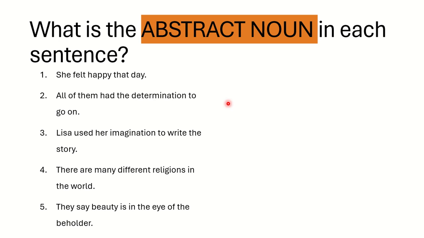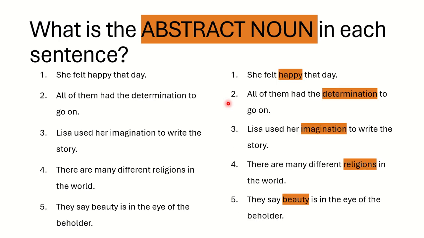Simply write down what the abstract noun is. Let's now get to our answers. Number 1. She felt happy that day. Happy will be the abstract noun because it is indicating the way that she is feeling. Number 2. All of them had the determination to go on. Determination will here be a quality that someone has when they would like to achieve something.